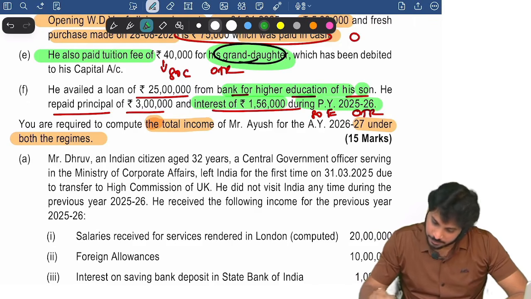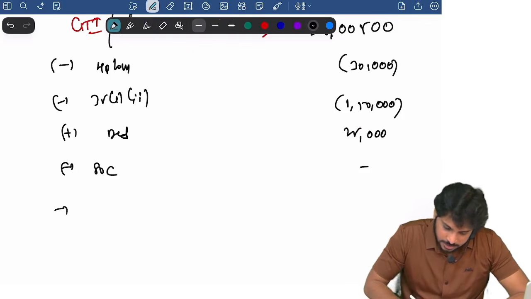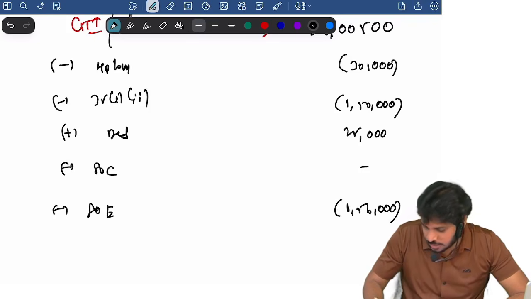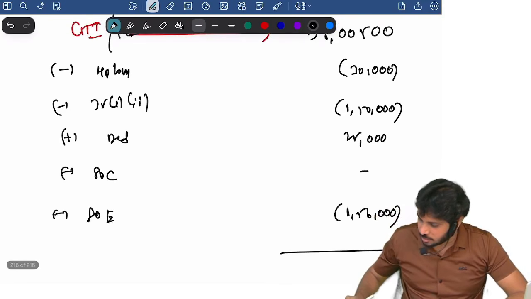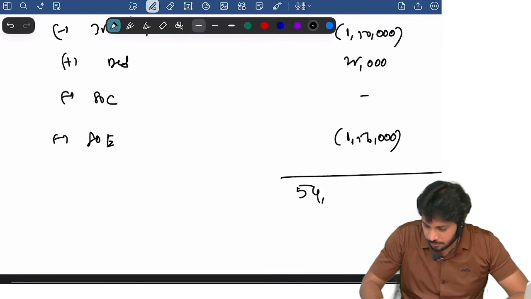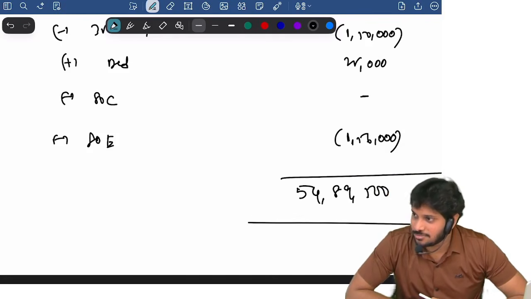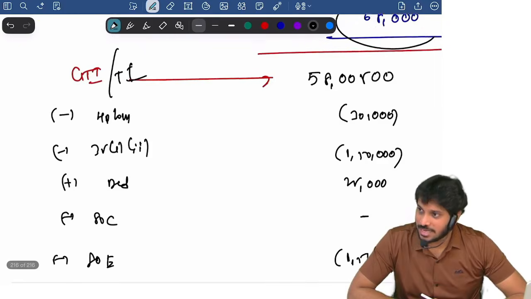Correct? Yeah. 1,56,000. This is allowed. Correct? How much is that? 1,56,000. I think all the OTR adjustments we considered. Correct? 58,500 minus 30,000 minus 1,50,000 plus 25,000 minus 1,56,000 is equal to 54,89,500. What is the answer? Matching, both are right. That's it.